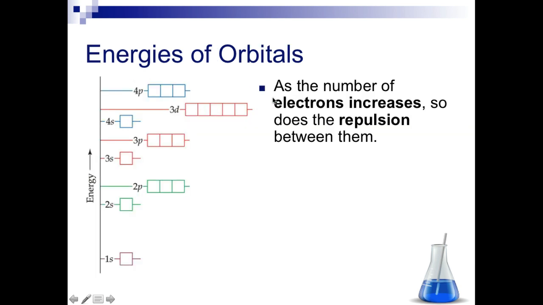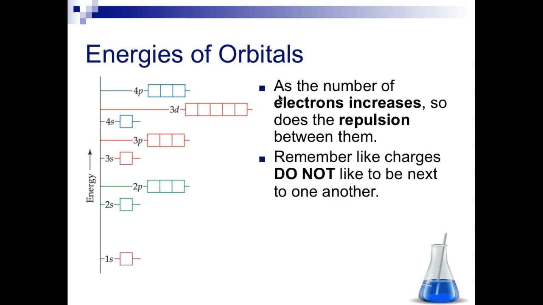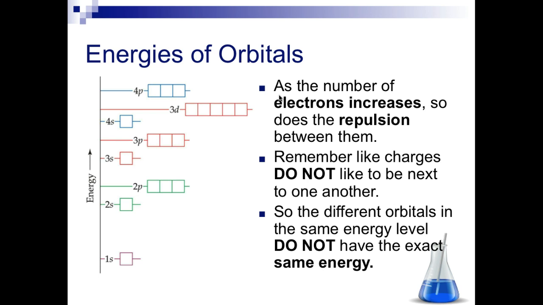So let's talk about the energy levels of these orbitals. As the number of electrons increases, so does the repulsion between them. We have to remember, and we've been saying this a lot, like charges do not like to be next to one another. So what happens is that the different orbitals in the same energy level do not have the exact same energy. So what does that mean?